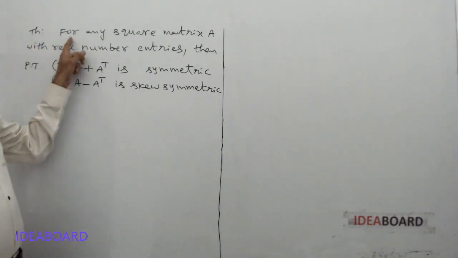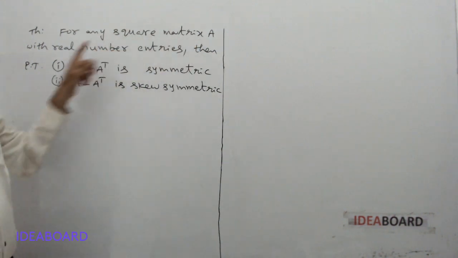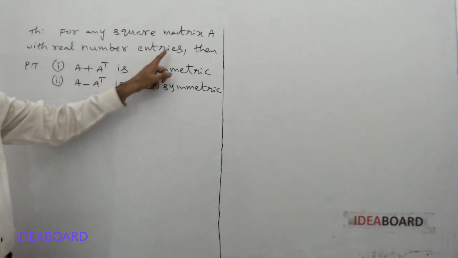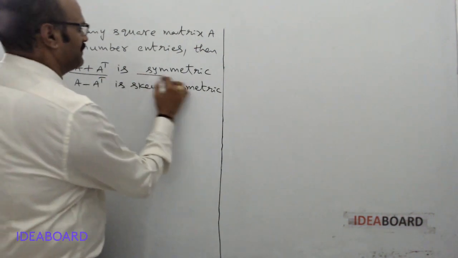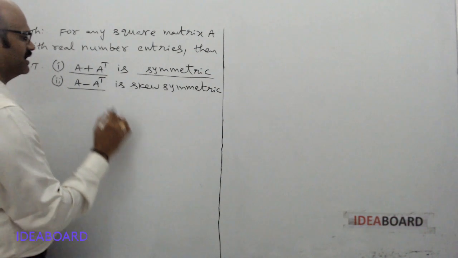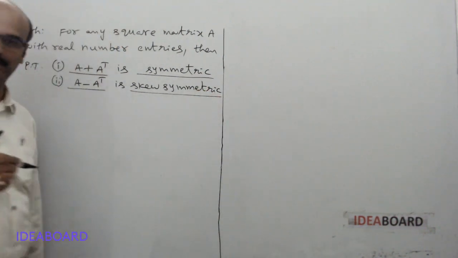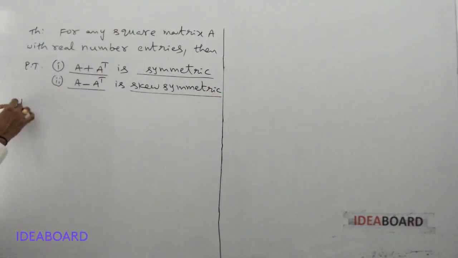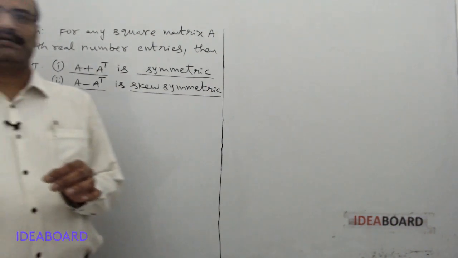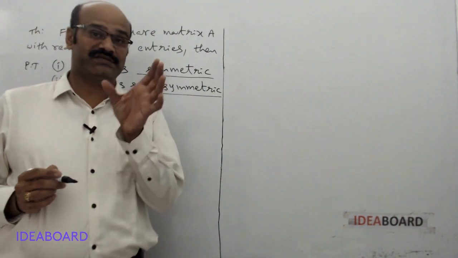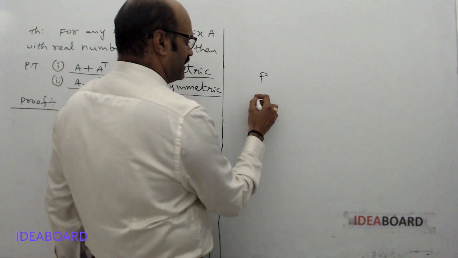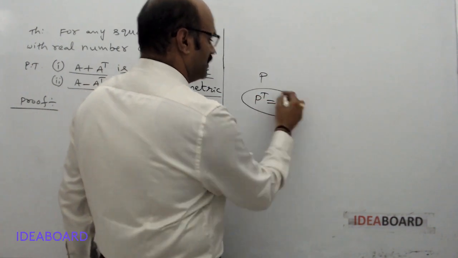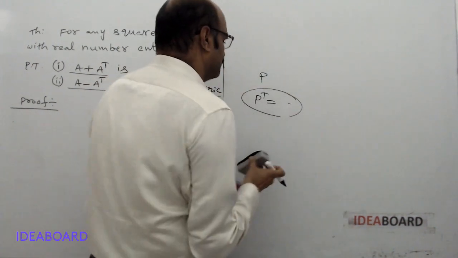Next one, theorem. For any square matrix A with real number entries, prove that A plus A transpose is symmetric, and A minus A transpose is skew symmetric. Proof. Suppose let P be any matrix. When do you say that it is a symmetric matrix? A matrix P is said to be symmetric if P transpose equal to P.